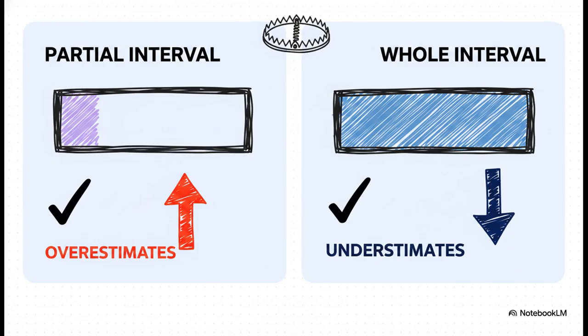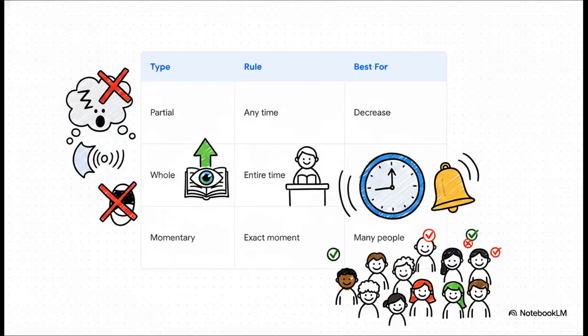Because of that, partial interval is always going to overestimate behavior. On the flip side, whole interval means the behavior has to happen for the entire 10 seconds to count. If it happens for 9 seconds, you mark no. So whole interval actually underestimates behavior. So how do we know which tool to use?